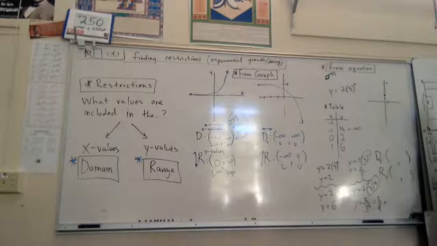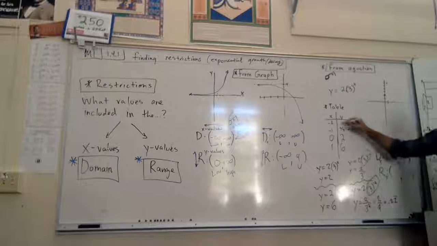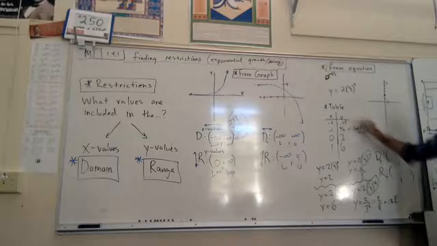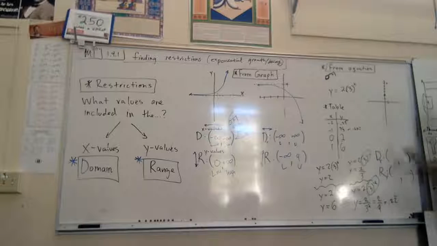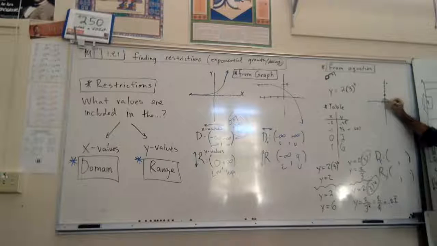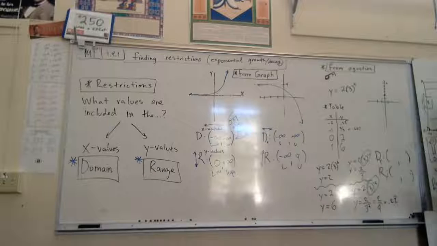So this is 2 over 9. And what is that? 0.222 repeating. So let's see what's happening. At negative 1, it's at 0.667. At negative 2, it's at 0.22. Where do those points look like they are going towards?